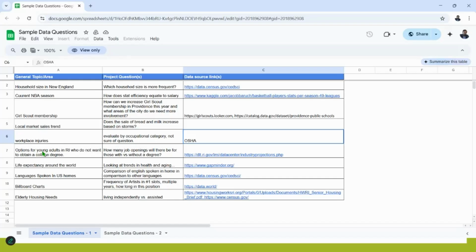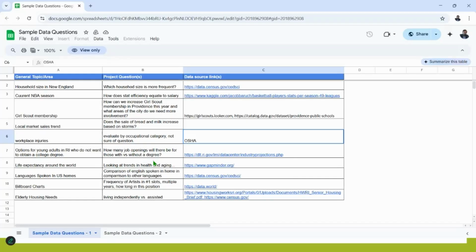And then, options for young adults in Rhode Island who do not want to obtain a college degree. I think this is a DLT data set. See here, DLT data set. What is the question here? How many job openings will there be for those with and without a degree? Yeah, with degree and without degree. How many job openings will there be? So, the DLT website.